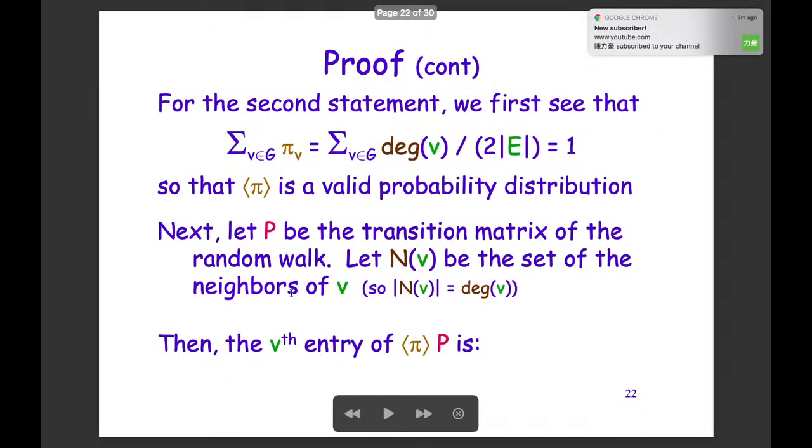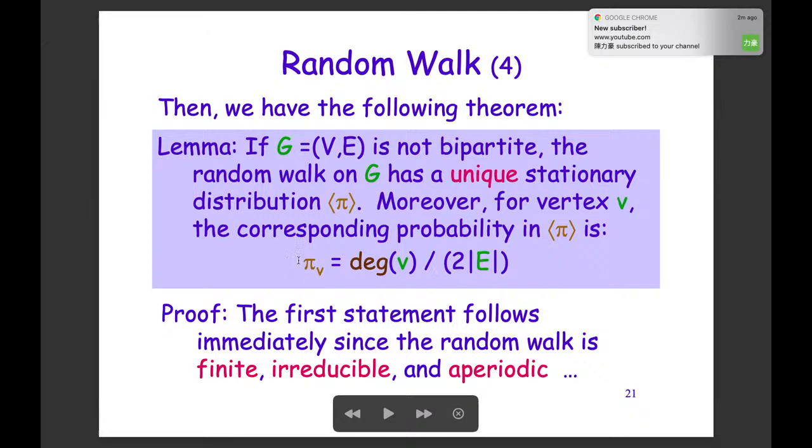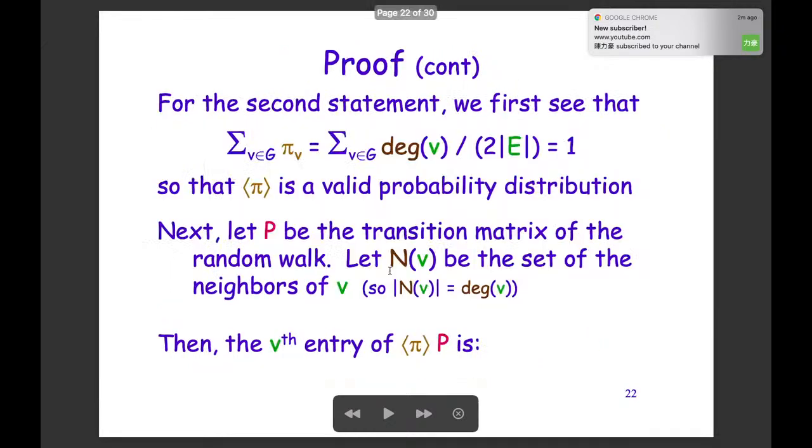First of all, we examine whether this is a valid probability distribution, whether the values add up to exactly 1 over the different v's. It is good because 2e is the total degree, so each vertex gets a portion of the corresponding degree. If we sum up all the pi v's, it is going to be the total degree divided by the total degree, so it is equal to 1. So this is a valid probability distribution.